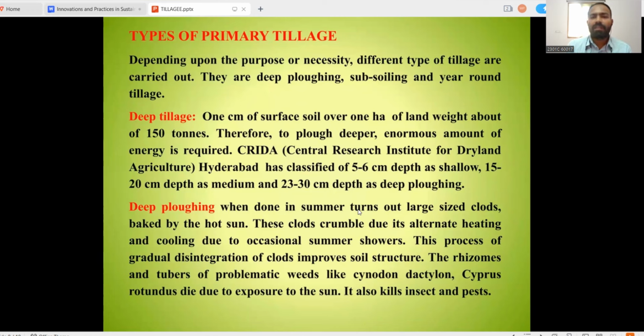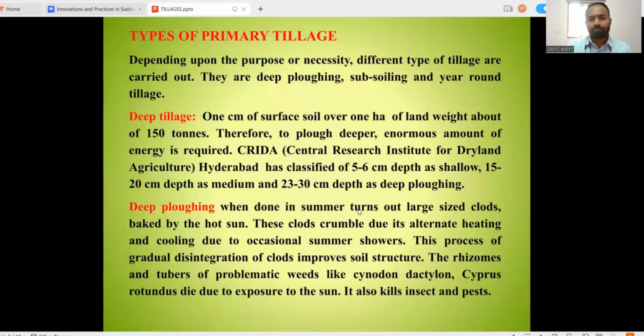According to CRIDA, the Central Research Institute of Dryland Agriculture, Hyderabad, 5 to 6 centimeter depth is classified as shallow. Then 15 to 20 centimeter depth is a medium depth, and 23 to 30 centimeter depth is classified as deep plowing. As we discussed, this depends on different types of crops and their root systems.